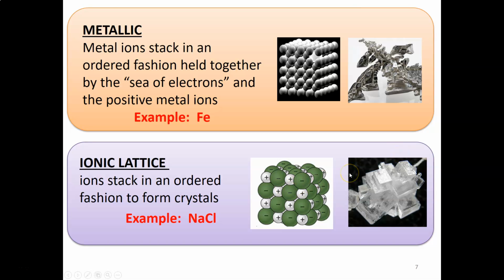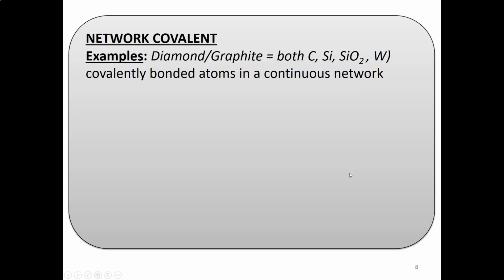The last one is going to be network covalent. So here are the ones that you need to remember. You need to remember diamond and graphite, which are both examples that are carbon. They're just different arrangements of carbon. You need to know silicon dioxide, and then the last one is tungsten. The most common that you're going to come across will be diamond and graphite.